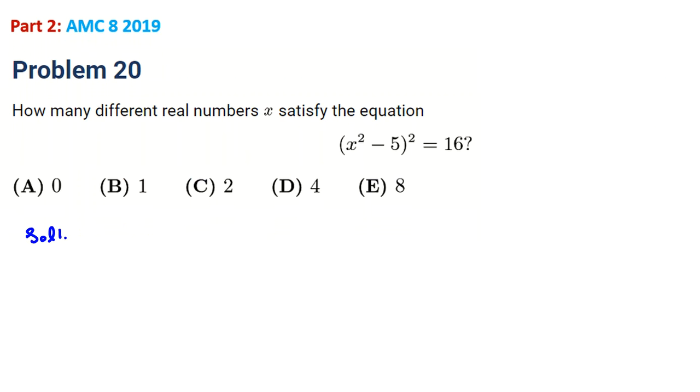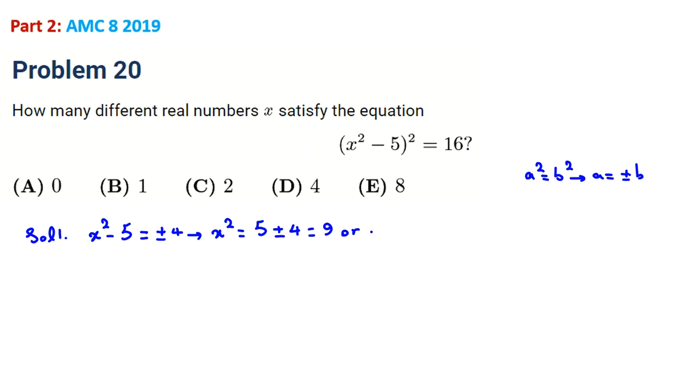Okay, solution 1. I said when a squared equals b squared, we can conclude a is plus or minus b. So here, x squared minus 5 equals plus or minus 4. So if we add 5, x squared is 5 plus or minus 4. So 5 plus 4, 9, or 5 minus 4, 1. And it asks how many different real numbers satisfy the equation. So here we can conclude x squared equals 9 or x squared equals 1. Again, if we apply this, x equals plus or minus 3, and from this one, x equals plus or minus 1.